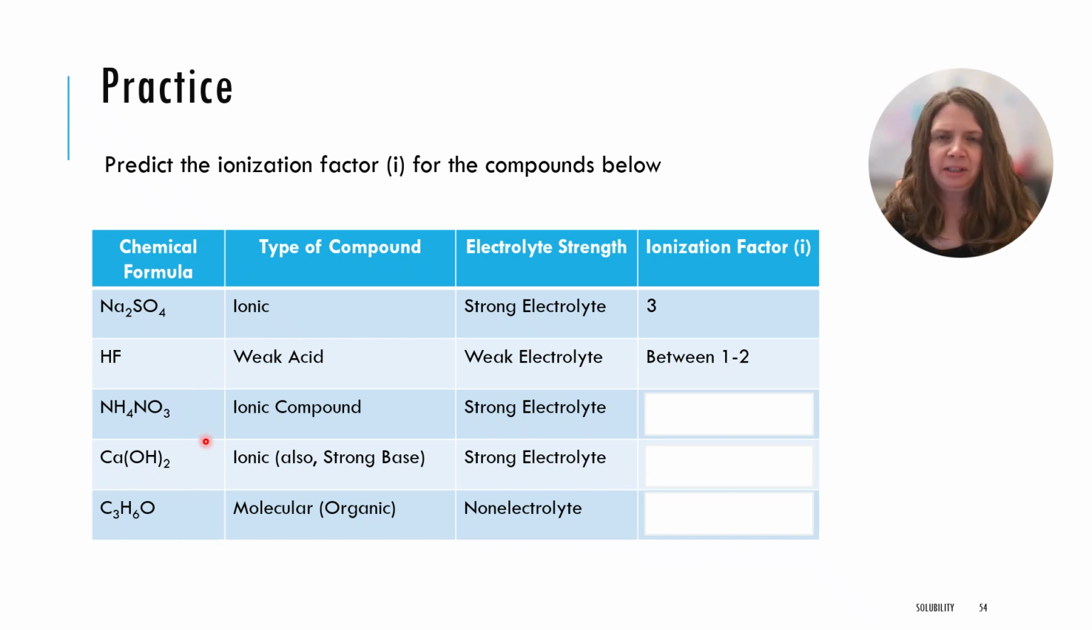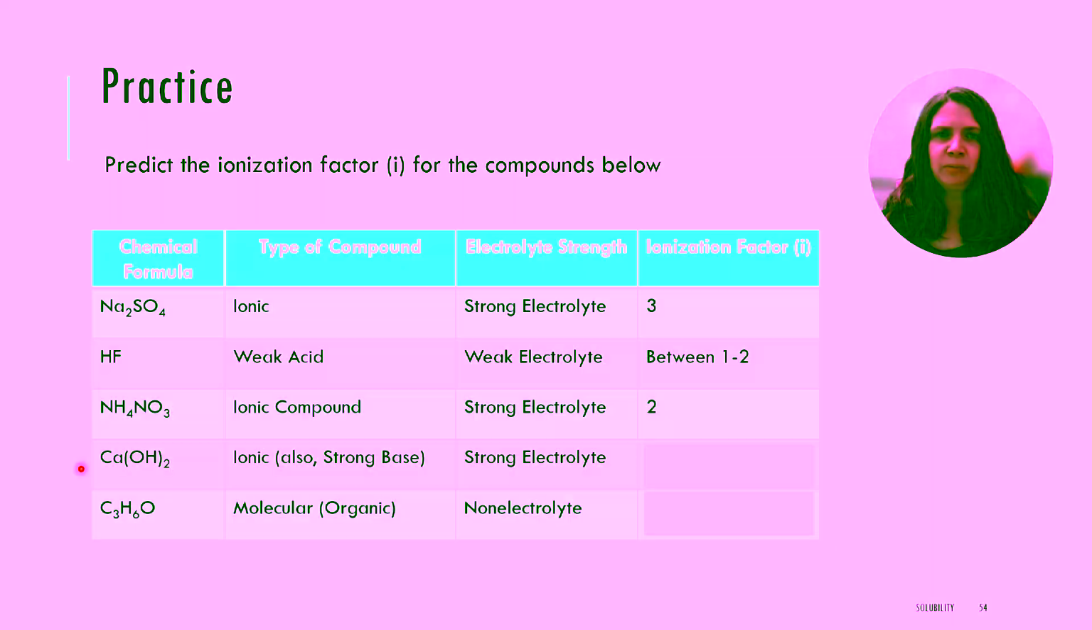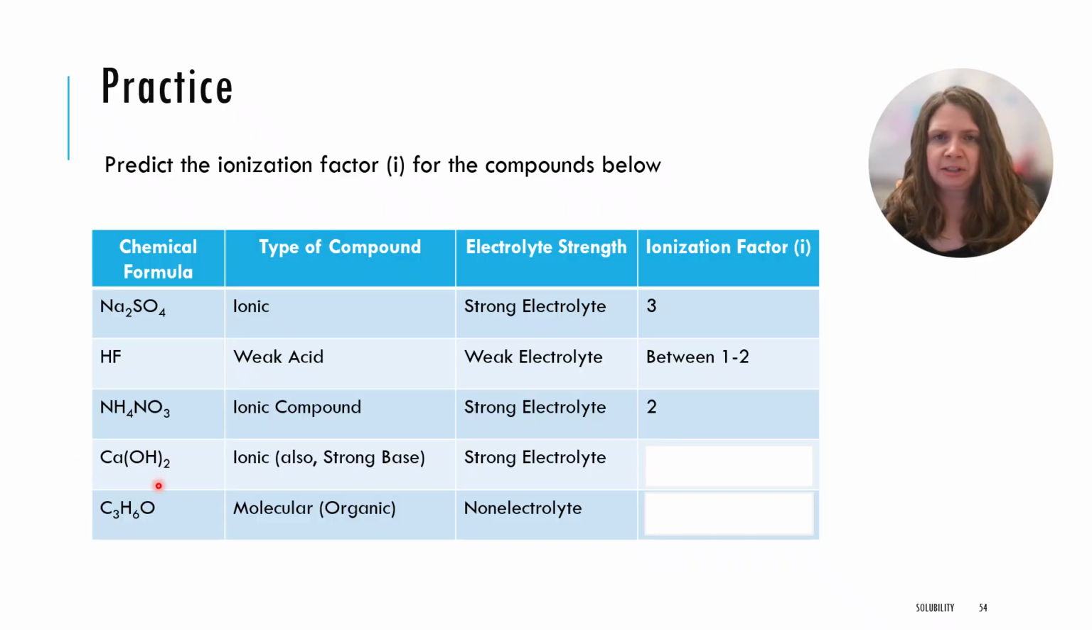Ammonium nitrate is an ionic compound and dissociates into one ammonium ion and one nitrate ion, giving a total of 2 ions. Calcium hydroxide dissociates, giving one calcium ion and 2 hydroxide ions, giving a total of 3 ions. Finally, C3H6O is a molecular compound composed of only nonmetals, so it is a non-electrolyte with an ionization factor of 1.